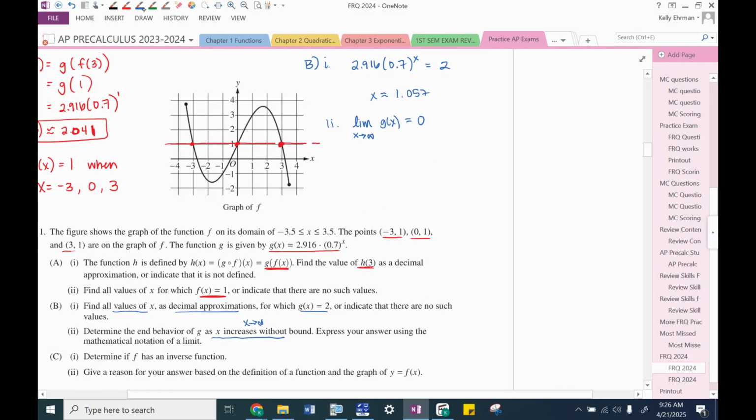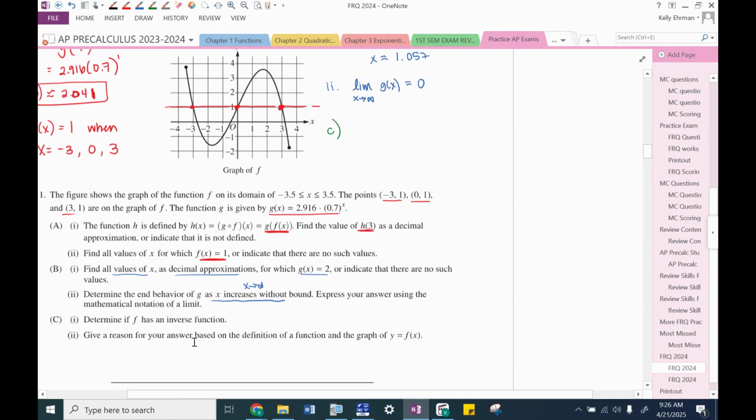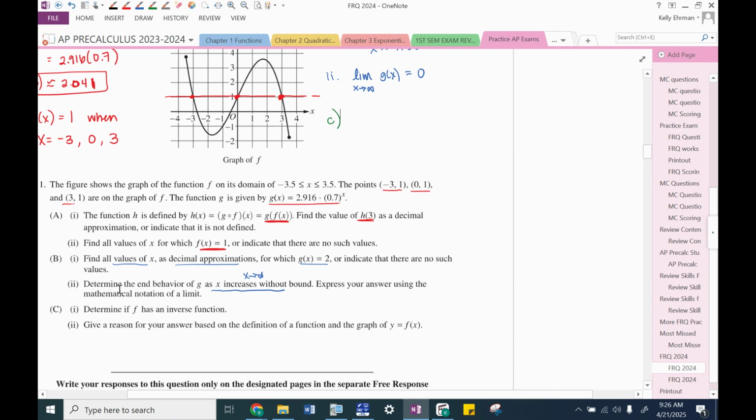All right, part C is always this question. This is a bit frustrating, but the nice thing is you get 2 points out of this if you do it correctly. Determine if f has an inverse for part 1, and part 2 is give the reason. So part 1 is really just like a yes or no. Instead of writing yes or no, it would probably be good to say, yes, f has an inverse, or no, f does not have an inverse. F is failing the horizontal line test all over the place, so the answer is no. F has no inverse function.